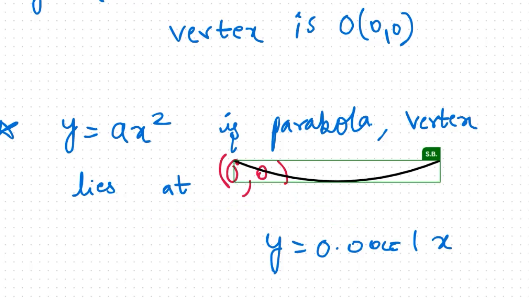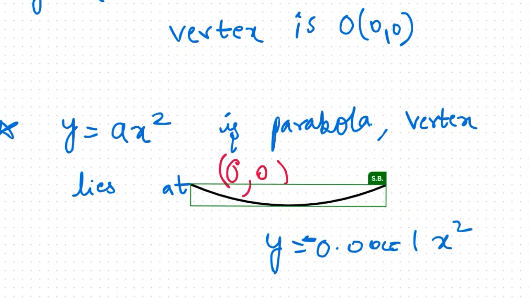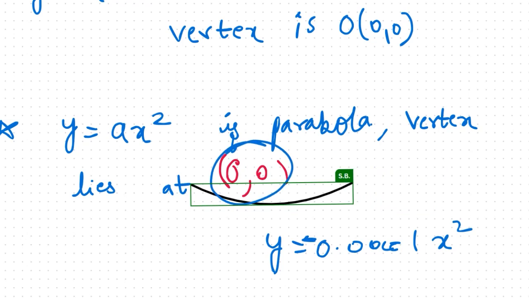Because it's not a straight line, so. Okay, what? Even if you write minus 0.2 x square, the graph is a parabola with vertex at origin. Okay.